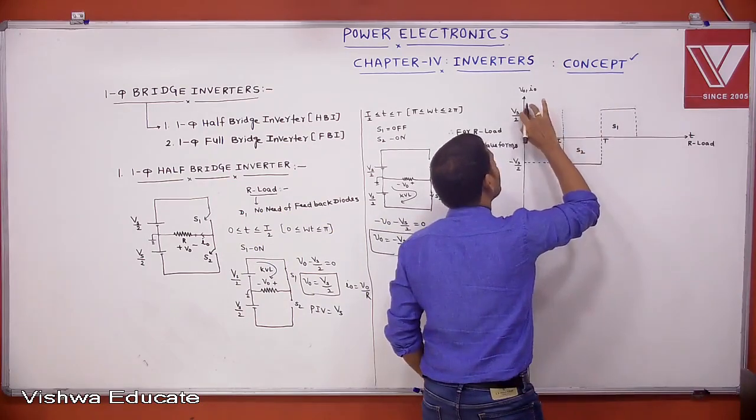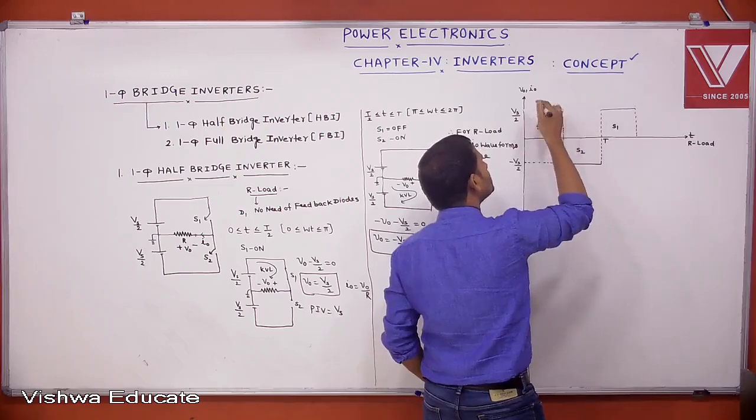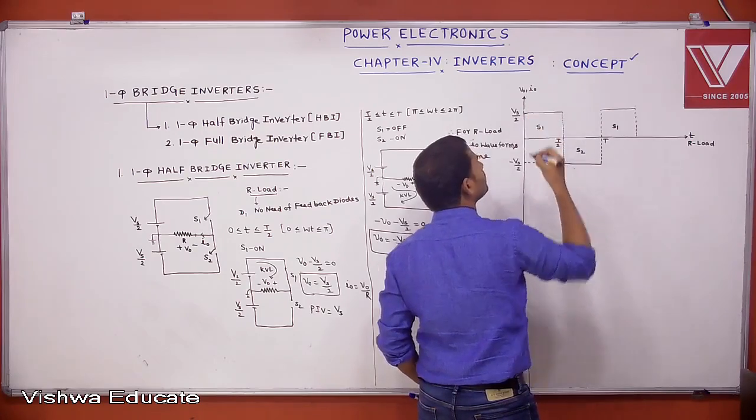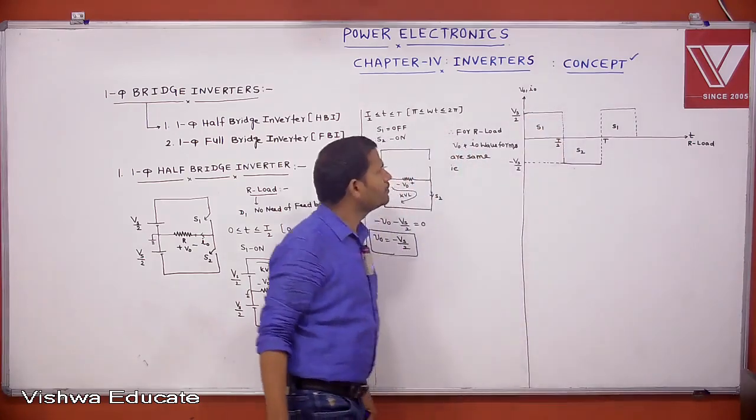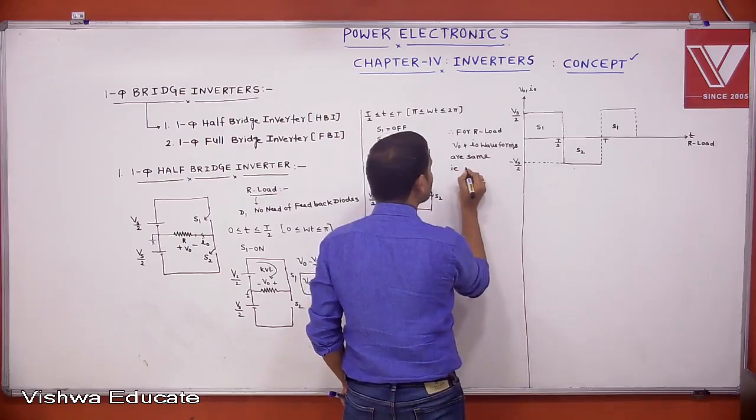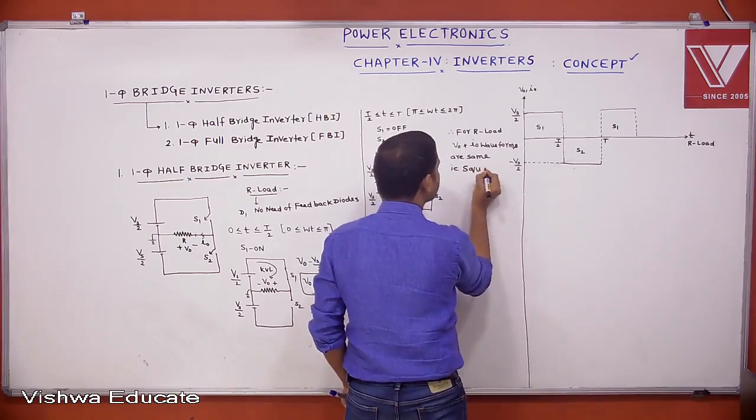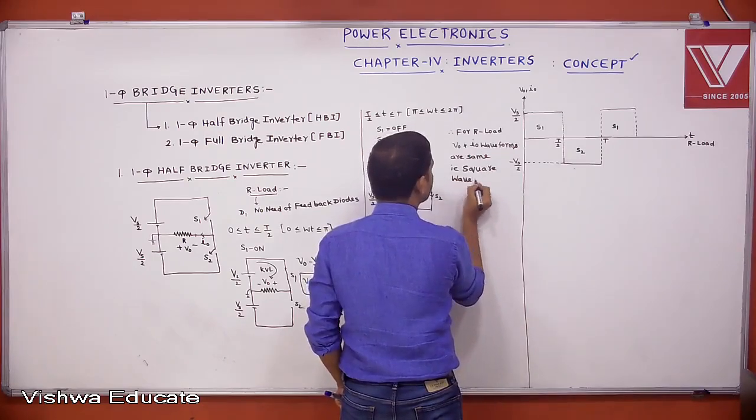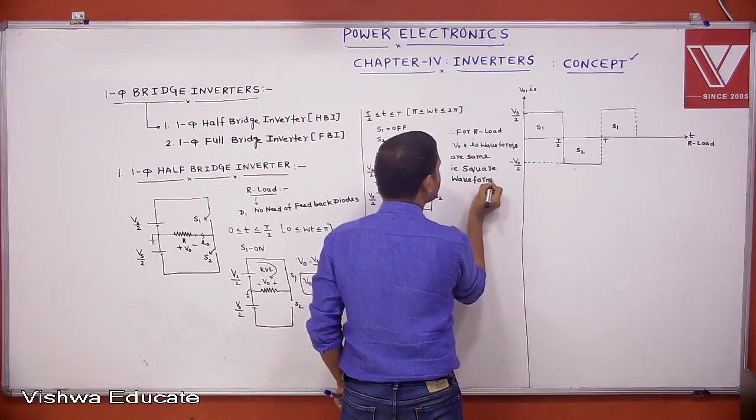I am explaining this concept in such a way that we are generating the square waveform. For R load, V0 and I0 waveforms are the same, that is, square waveform. This point you remember?